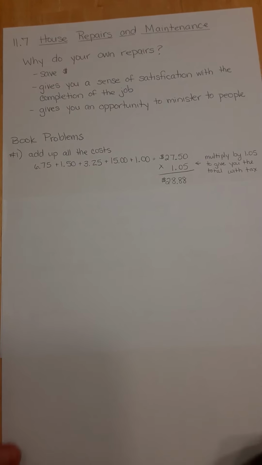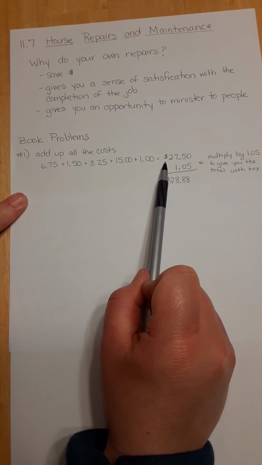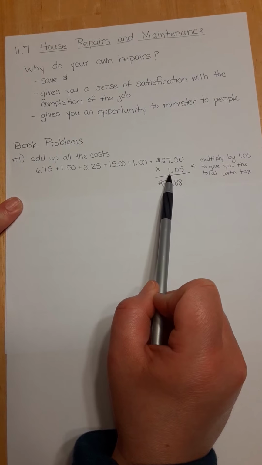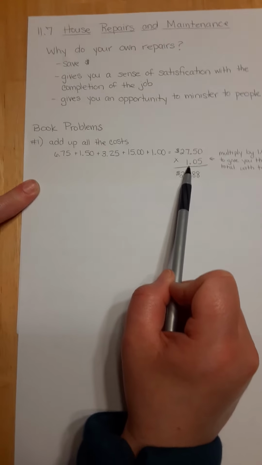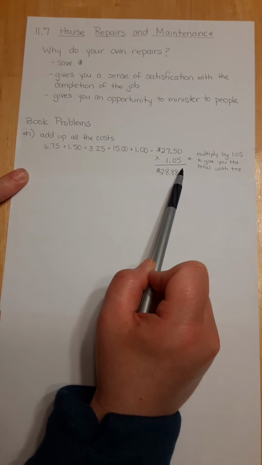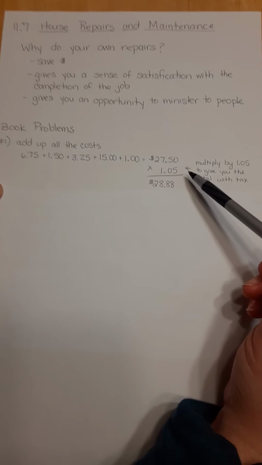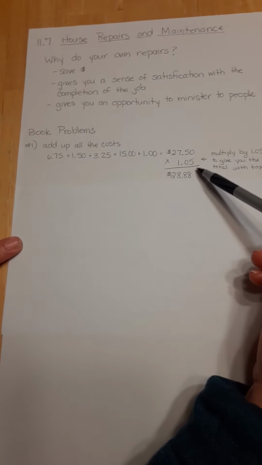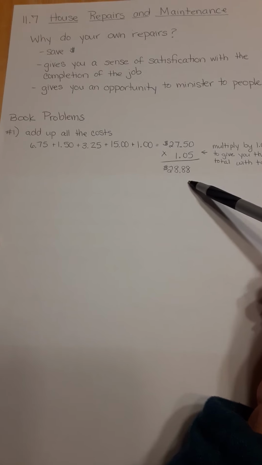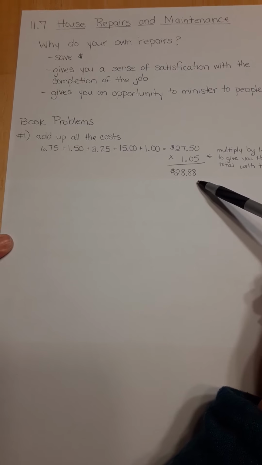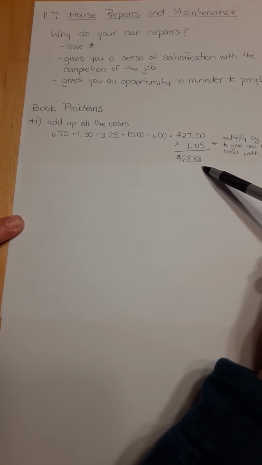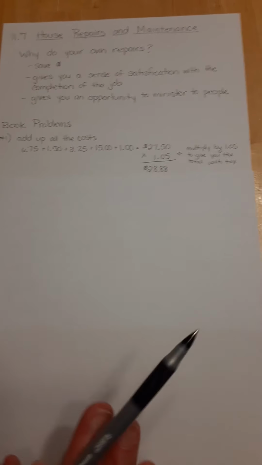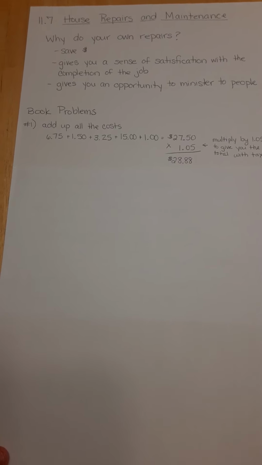So I added up all the costs to get my subtotal of $27.50. Then I'm going to multiply it by 1.05. Remember, when I multiply by the sales tax with a 1 in front, that actually adds the tax to the total for me. So I don't have to do a second step of finding the sales tax and then adding it. Once I multiply by 1.05, I find that my total purchase for this home repair is going to be $28.88. Okay guys, 1 through 6 is that simple. Add it up, find the sales tax. Shouldn't be too bad.